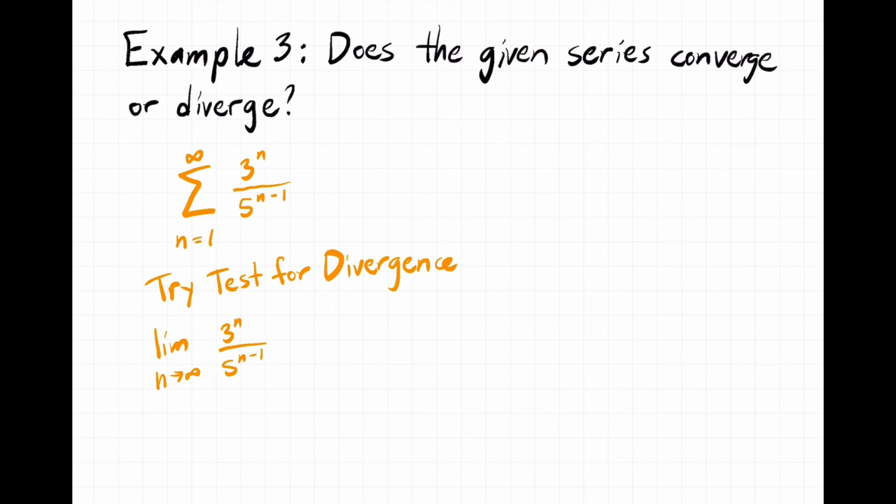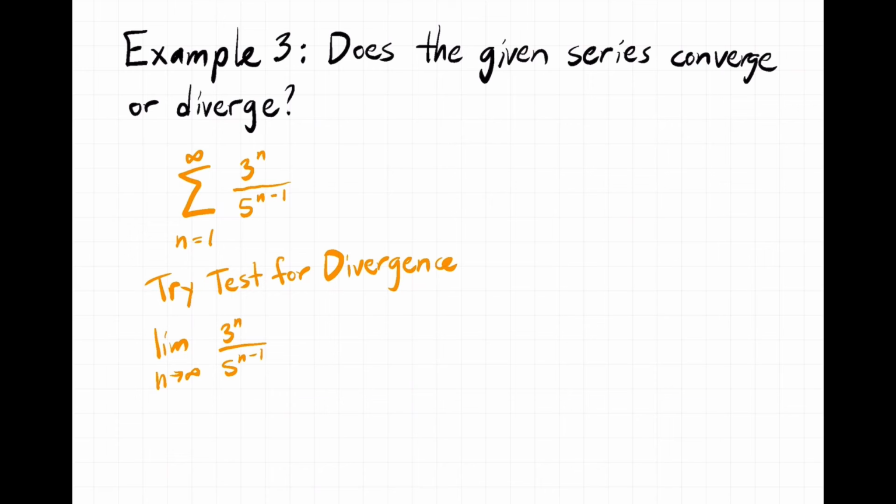Now, if we go at this naively here and just try to plug infinity in, we're going to get infinity over infinity, because 3 to the infinity power is infinity, and 5 to the infinity minus 1 power, well, infinity minus 1 is still infinity. You're still taking 5 to a bigger power. You're going to have infinity over infinity again.